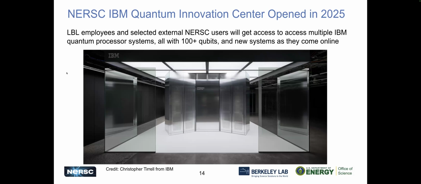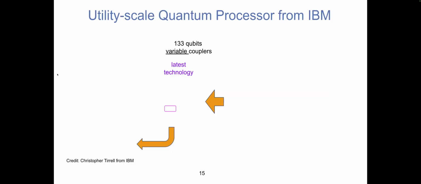But this program gives access to multiple IBM quantum processor systems, and all of them have at least 100 qubits. IBM also routinely updates the systems they offer to their users. So new systems come online at least once a year. I believe that they update their technology roadmaps and bring new systems online. And this picture shows an image of the current product that IBM has available for their users. It's the IBM Quantum System 2. So if you can go to the next slide.